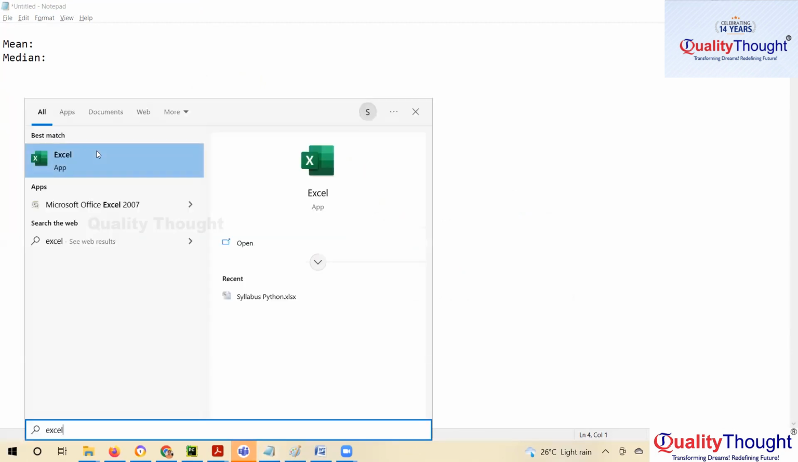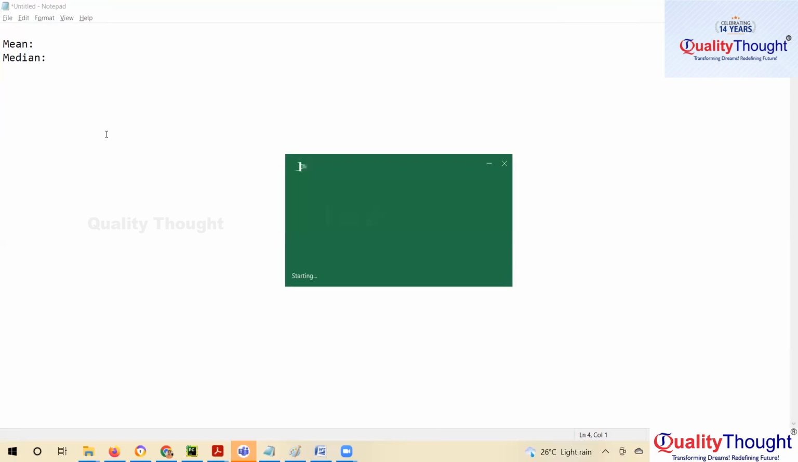No, mean is average, median is the middle, mode is the most amount of the number, and quartile is quartile. So only quartile is quartile, but mean is not mean. Mean is average.